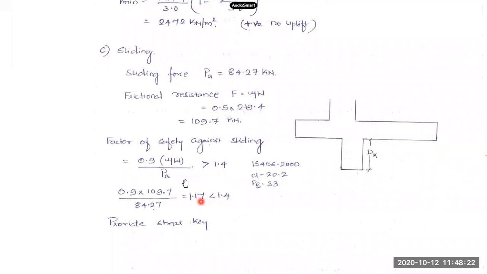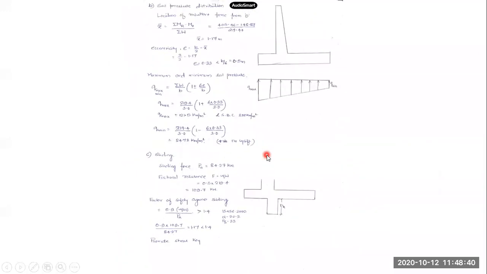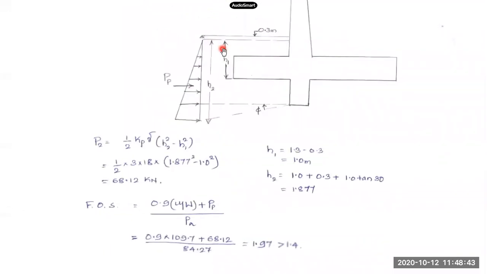In order to achieve a factor of safety more than 1.4, an alternative we have is to provide a shear key in this form. A projection of concrete beneath this base slab can be provided, and this will develop a passive earth pressure. There will be a passive earth pressure developed in front of this shear key. Once I provide this shear key, this is the passive earth pressure that will be developed in front of the retaining wall. So this will help us in preventing the sliding of the retaining wall. We are now introducing another force which is opposing the sliding force. One force was this friction, another force is this passive earth pressure.